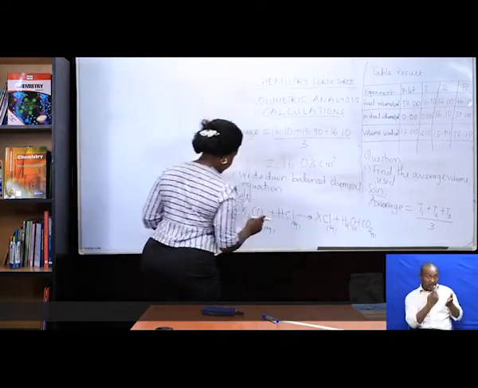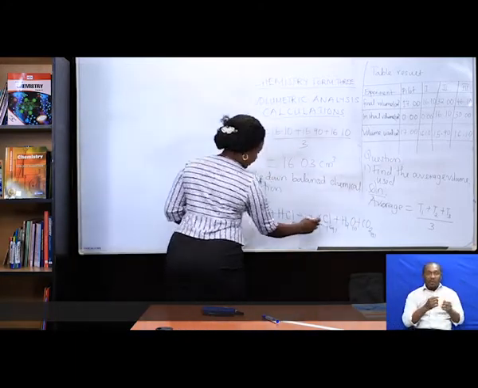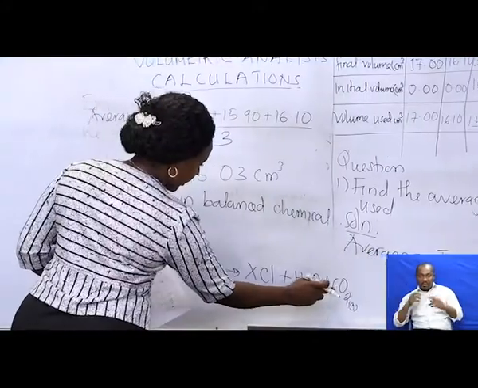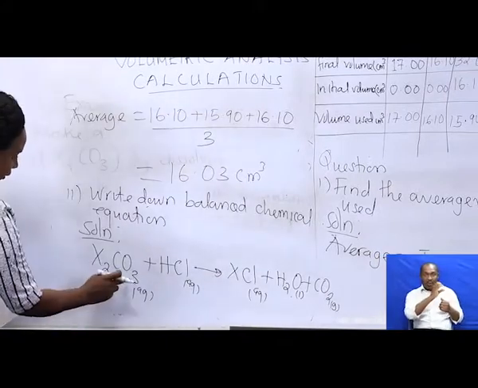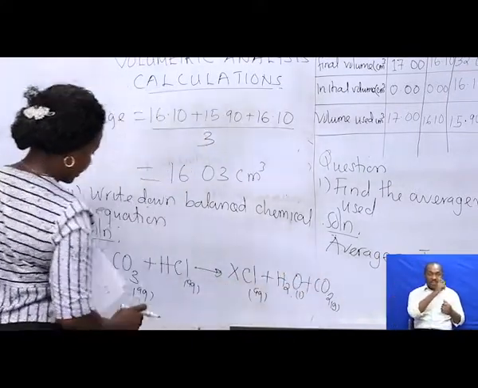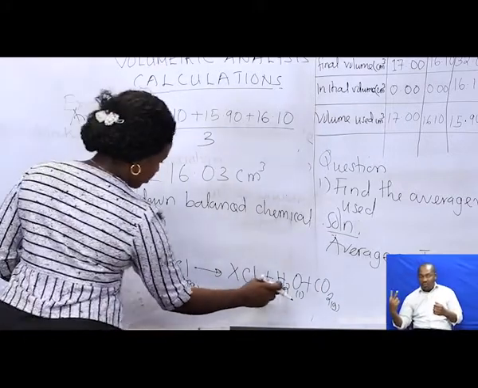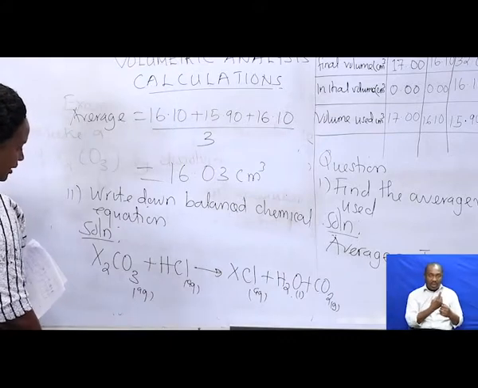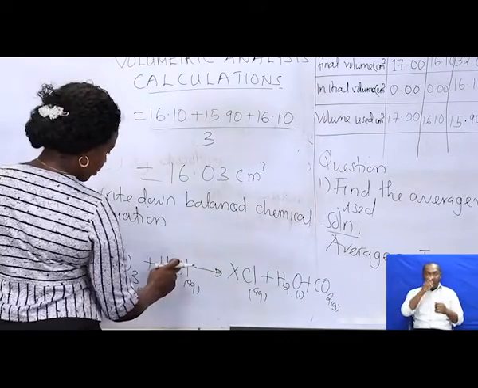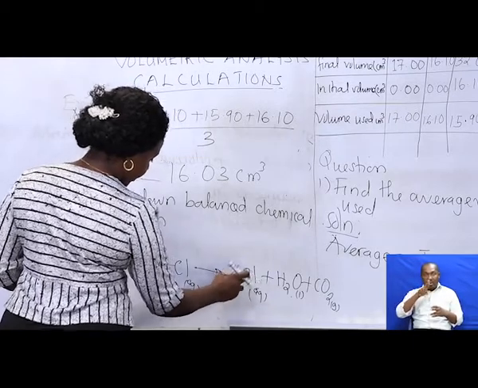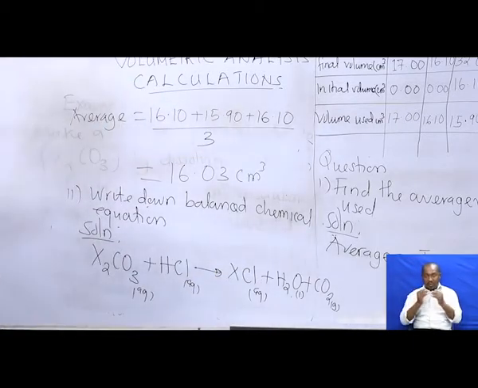So let us balance it. We have 2x, there is 1x, so x is not balanced. We have 1 carbon, we have 1 carbon, so carbon is balanced. We have 3 oxygen, there is 1 oxygen plus 2 makes it 3. There is 1 hydrogen, there is 2 hydrogen. Hydrogen also is not balanced. What about chlorine? 1 chlorine, there is 1 chlorine. So chlorine is balanced. We need to balance x.